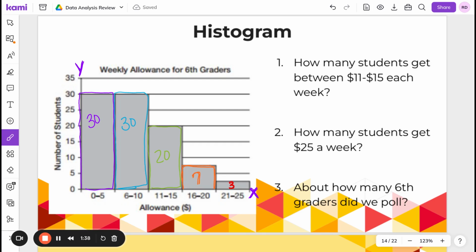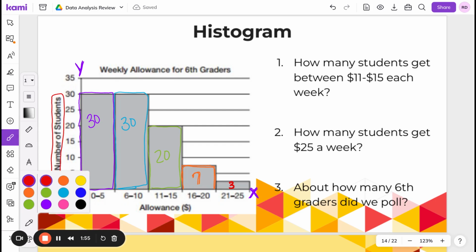So with your histogram, you're going to read it similar to your bar graph. You're just going to read where the bar stops, or the height of the bar, and that's going to tell you this number of students over here. And then you just have to analyze where they fall, like in what range of numbers it is true.